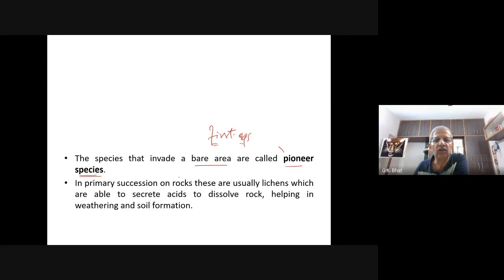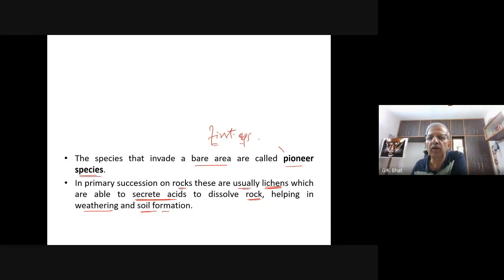In a primary succession on the rocks, these are usually lichens. Remember, lichens and mosses are the pioneer species, able to secrete acid to dissolve rock, helping in weathering and soil formation. Weathering is not weather or climate. Weathering means the rock becoming small pieces, grains, soil particles. Rock getting broken down and forming small, tiny particles. That is what is called weathering, and soil formation.